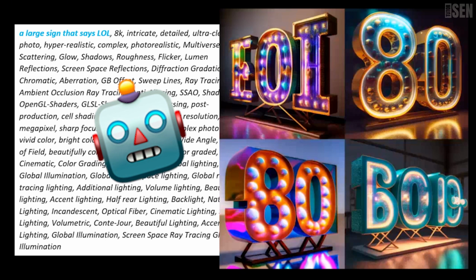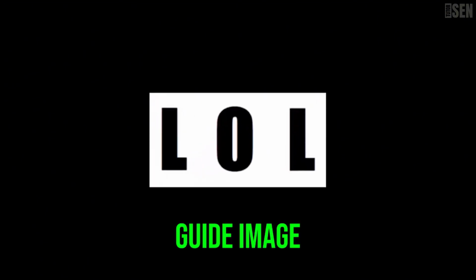This is super weird. But what if we added a reference image like this with the text clearly spelled out LOL? And with the large prompt that we had before, we will get this. And if we upscaled one of them, it's exactly what we were looking for. And then we can try to fine-tune it and add colors and add details and texture. But that would be how to create text using Midjourney.